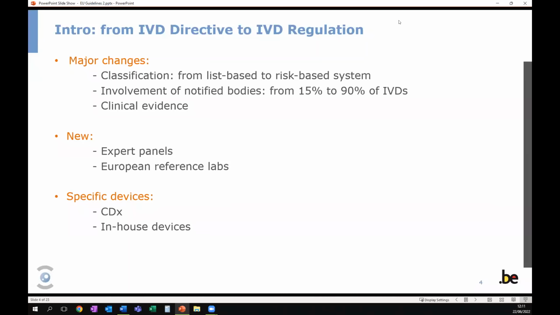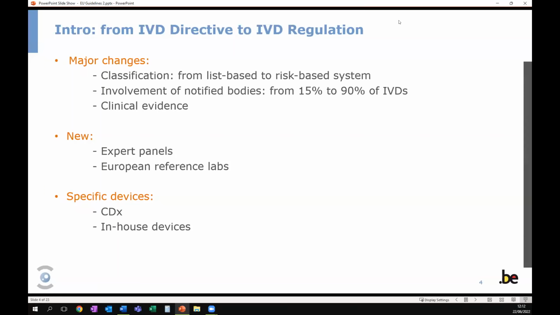Secondly, there is a huge shift when it comes to notified body involvement. So while under the directive, only 10 to 15% of devices needed a notified body, under the regulation, this amount has increased to almost 90%. And then finally, another aspect that has gained a lot of attention, and rightfully so, is the clinical evidence that is needed before an IVD can be placed on the market.